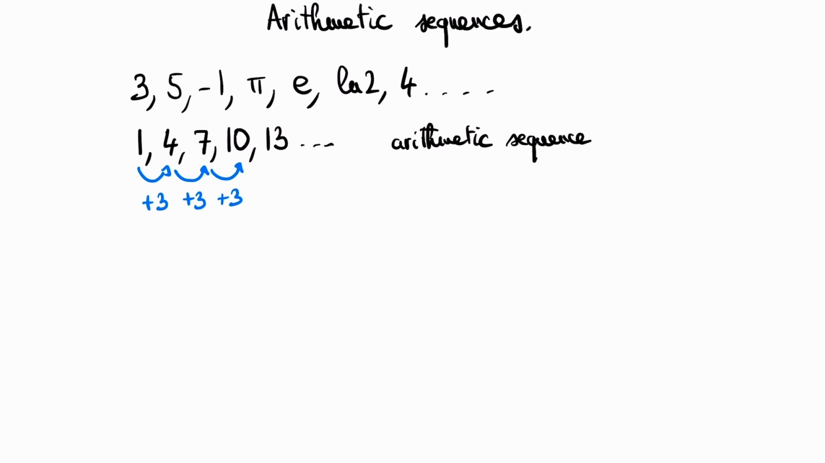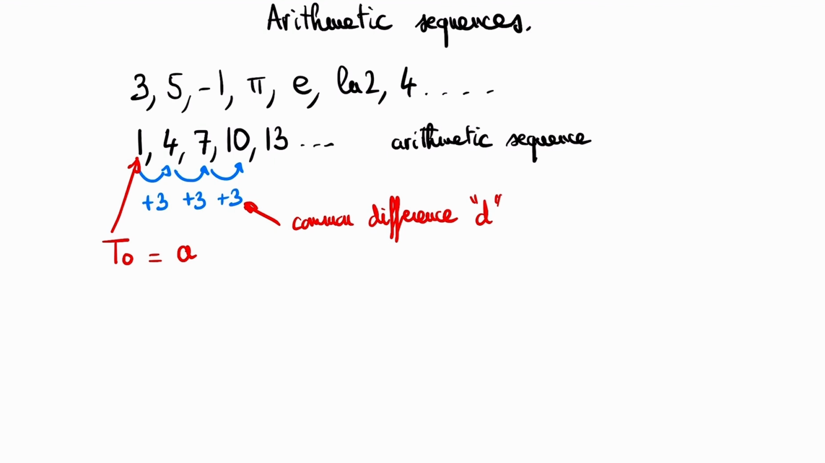And so what are its characteristics? Well, the first term, this one here, I'm going to call that T0, although sometimes it's also noted A. That's important to know. And then this 3 is called the common difference. Common difference, often we give it the letter D.